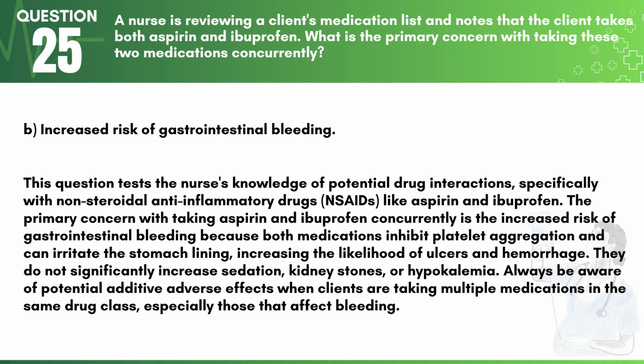Answer: B. Increased risk of gastrointestinal bleeding. This question tests the nurse's knowledge of potential drug interactions, specifically with nonsteroidal anti-inflammatory drugs, NSAIDs, like aspirin and ibuprofen. The primary concern with taking aspirin and ibuprofen concurrently is the increased risk of gastrointestinal bleeding because both medications inhibit platelet aggregation and can irritate the stomach lining, increasing the likelihood of ulcers and hemorrhage.